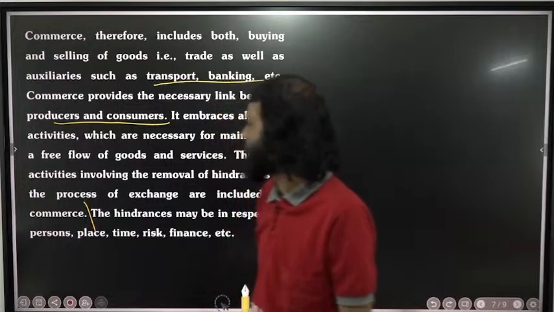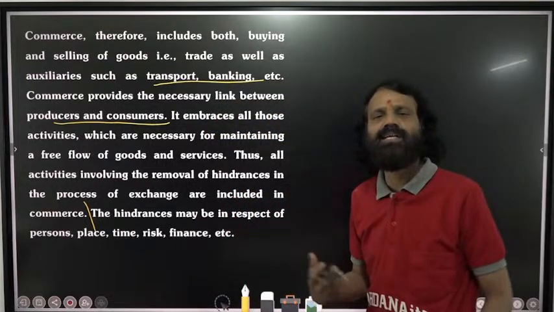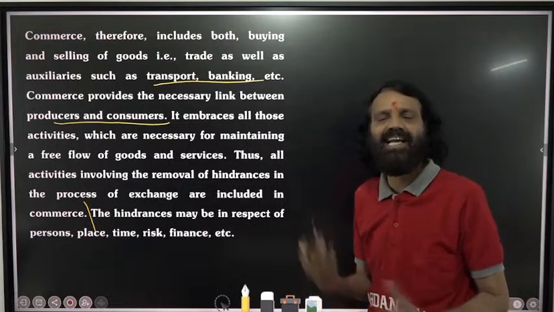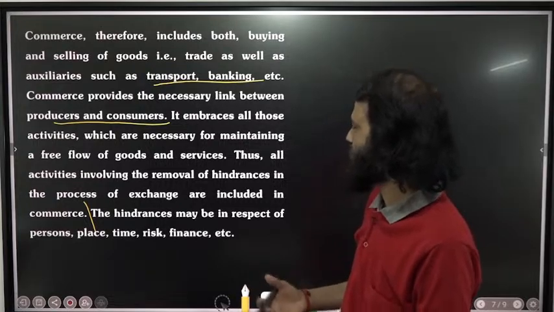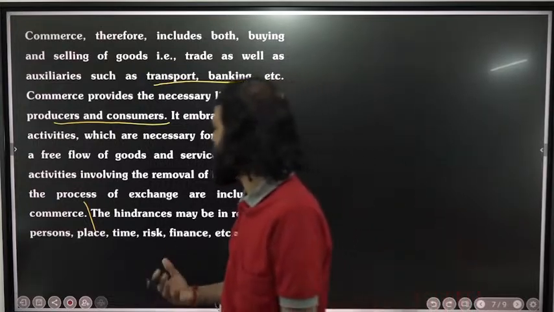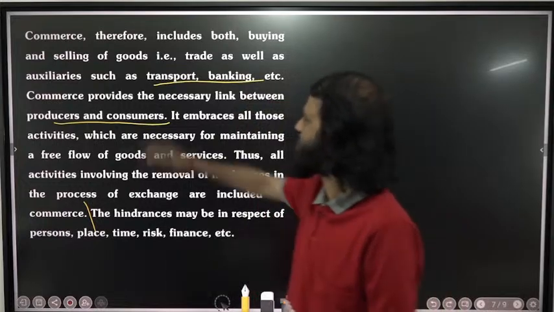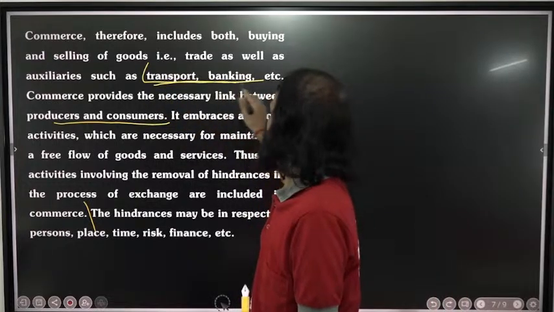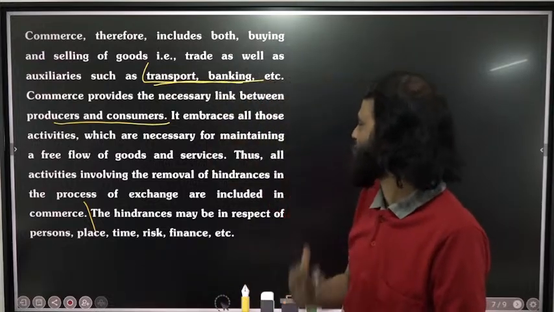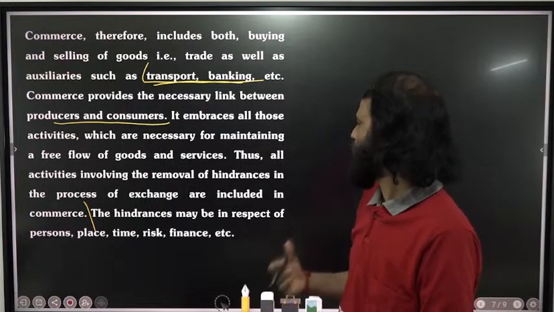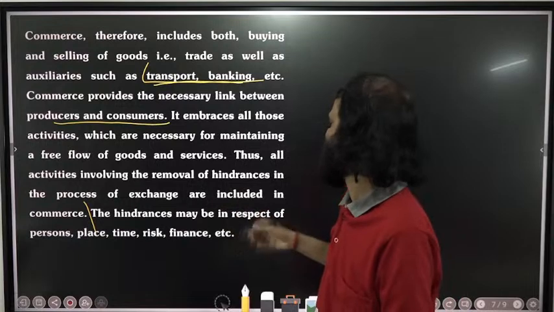So, how are the tertiary industries accelerating commerce? They are an integral part of commerce. They are accelerating, developing, and nourishing commerce in the economy. So, what is the tertiary part? Transport, banking, insurance, marketing, warehousing, etc. are actually removing the hindrances in the process of exchange.